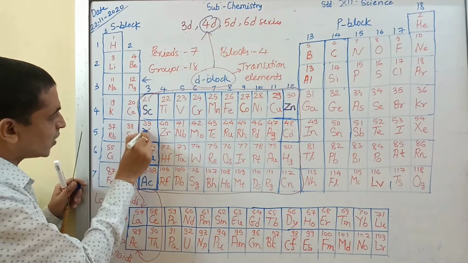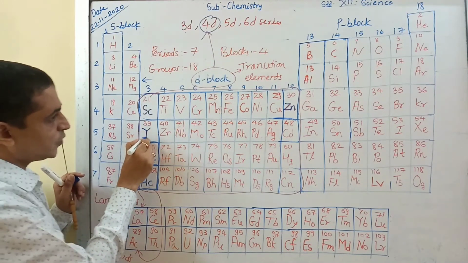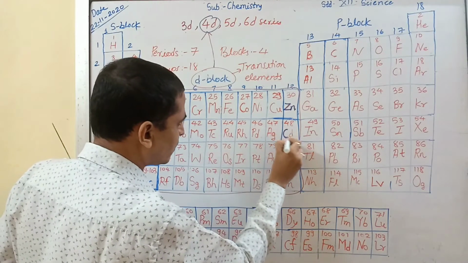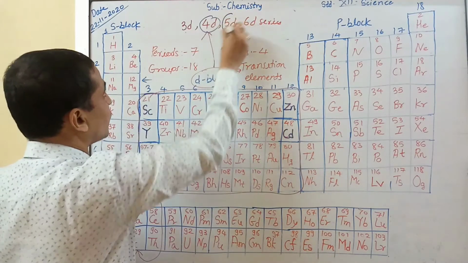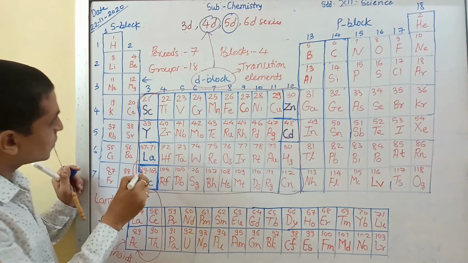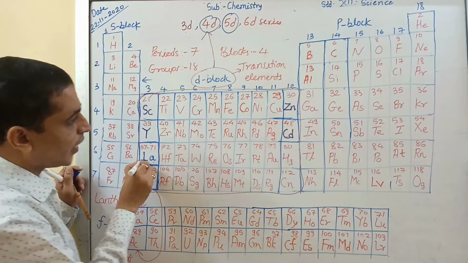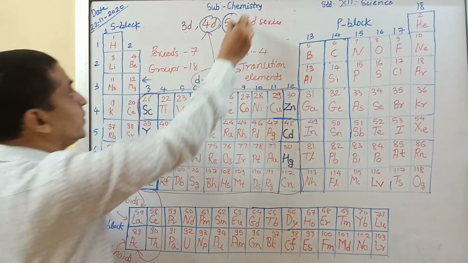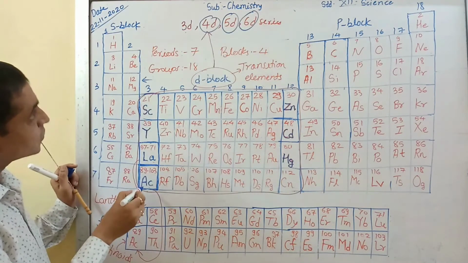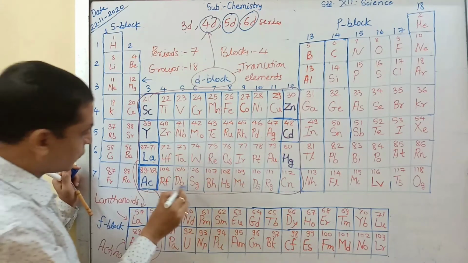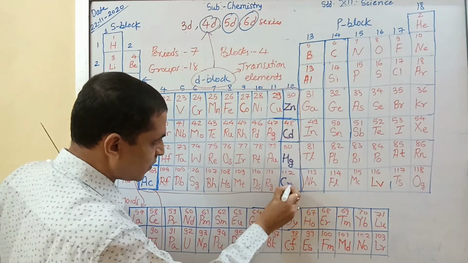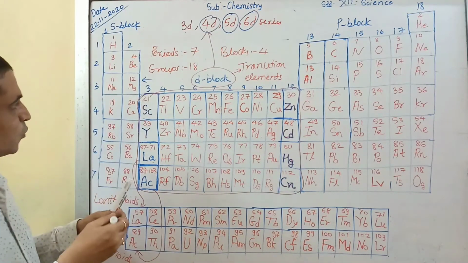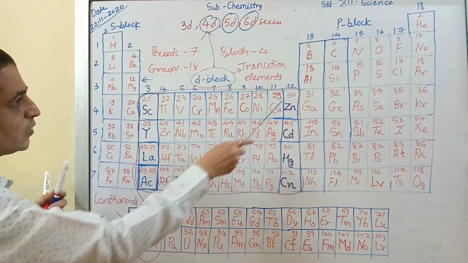The 4d series starts from yttrium and ends with cadmium. Now see the 5d series. The 5d series starts from lanthanum and ends with mercury. And the last, the 6d series, starts from actinium and ends with copernicium. See their atomic numbers: scandium 21, zinc 30.